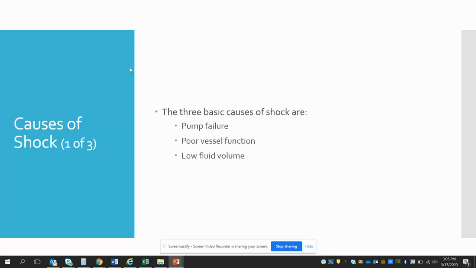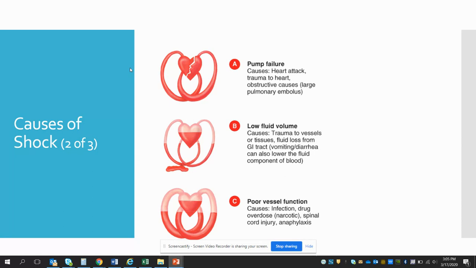Now, looking at those causes of shock is going back to that perfusion triangle. It's usually going to come from one of these three things: pump failure, poor vessel function, or low fluid volume. Some of these examples, and these are not all of them, we're going to look at a few more as we progress, but a few examples of each one of these. So pump failure, something like a heart attack or trauma to the heart, that's physically blocking its ability to pump or function the way that it should. Low fluid volume, like trauma to the vessels or tissues, or fluid loss from the GI tract, like with vomiting and diarrhea. Those are all fluid losses that can affect the ability to fill that tank.